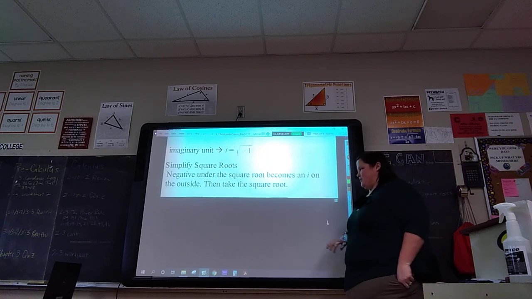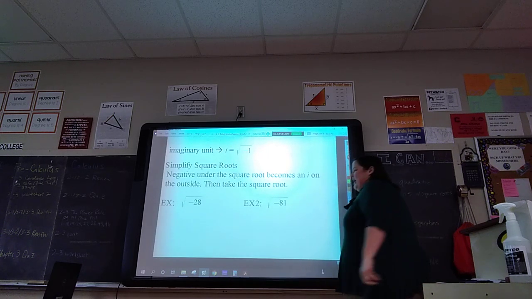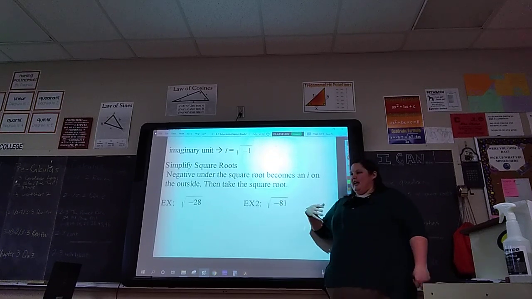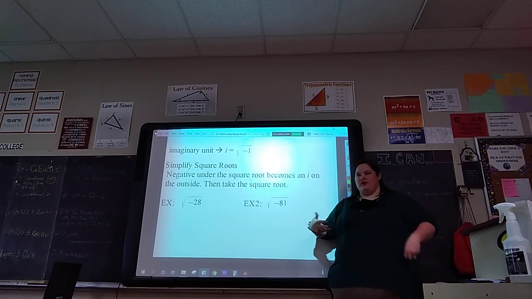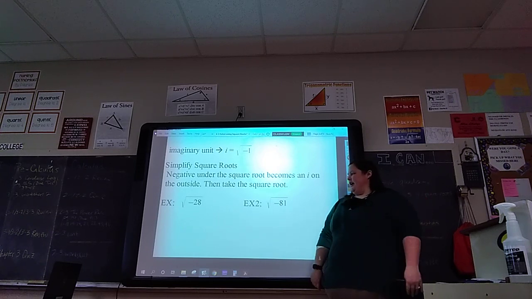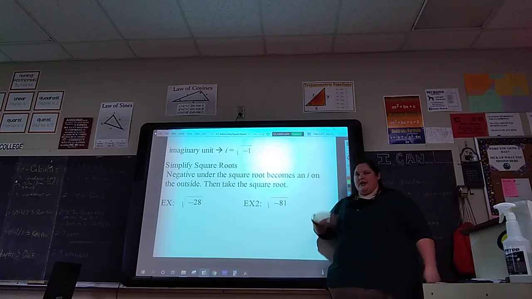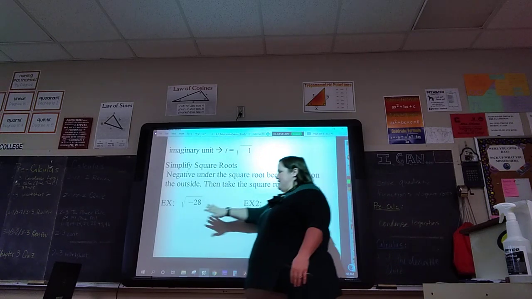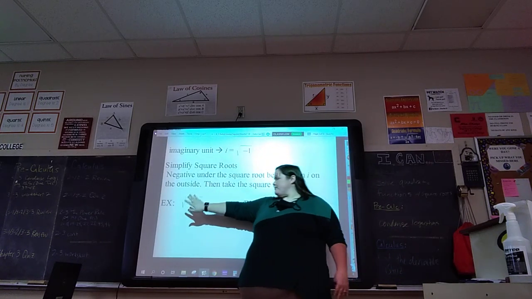Okay, so I just have some quick square roots to simplify real quick. And then what you'll see is that this can show up within your solving process. So sometimes you might get x squared equals a negative number, and we can still solve it. We just have to put an i with our answer. So if I got something like this, everyone with me?